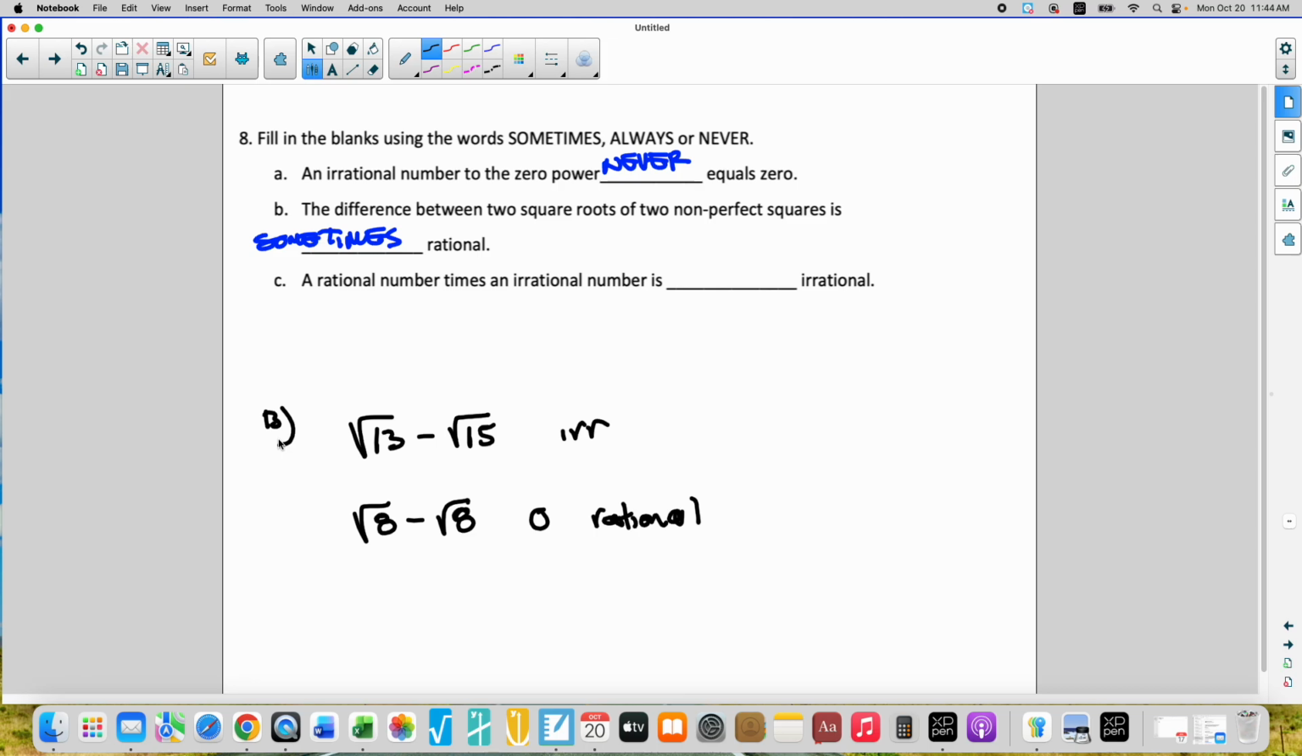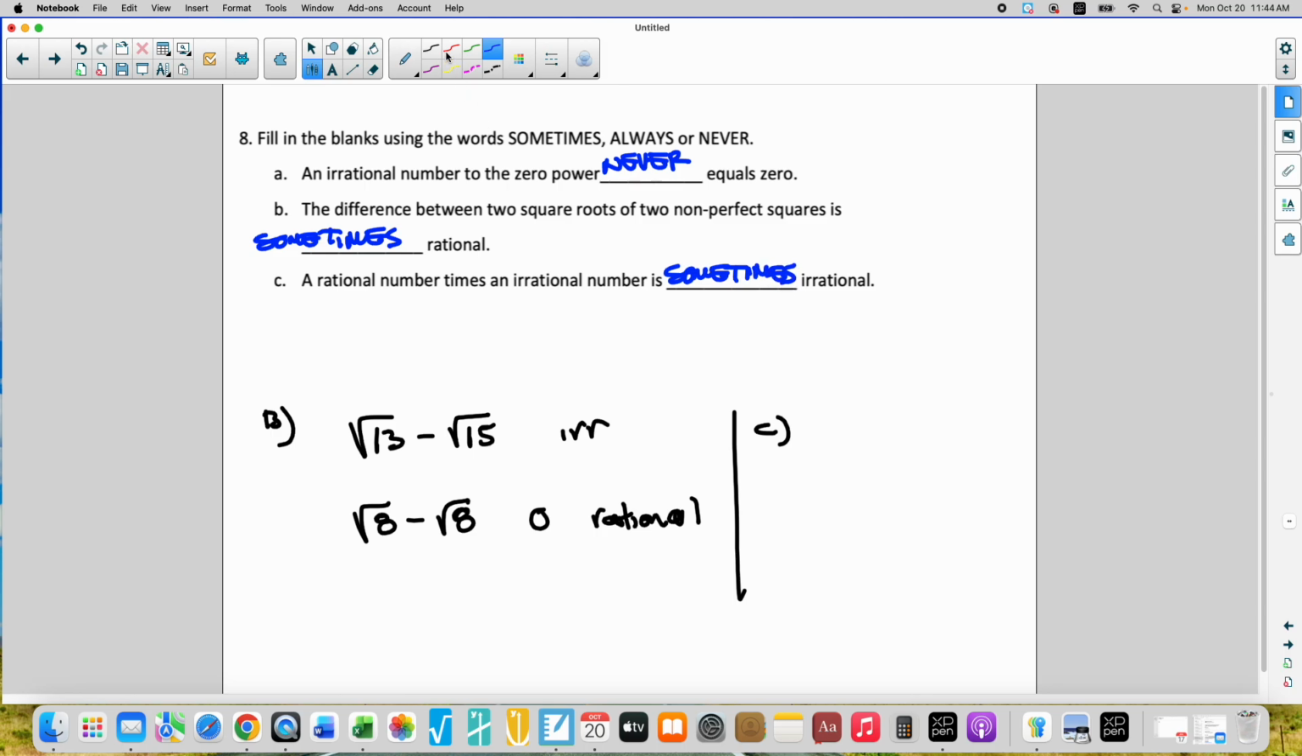And then let's see. A rational number times an irrational number is always. Oh, look at that. Sorry, they tricked me. So a rational number times an irrational number is sometimes. Sometimes irrational. Sometimes.